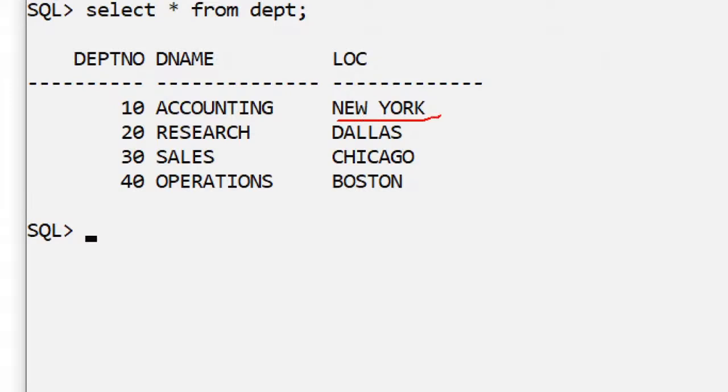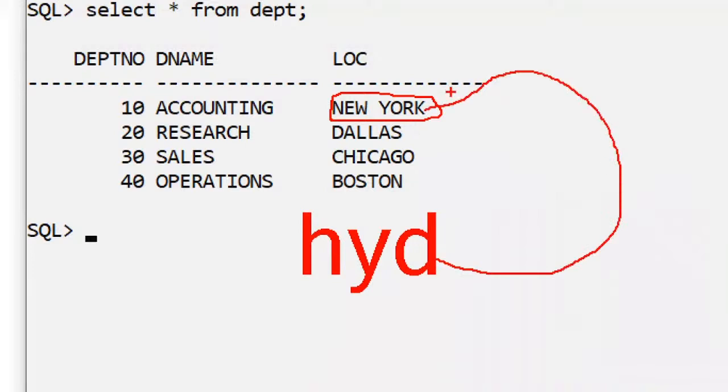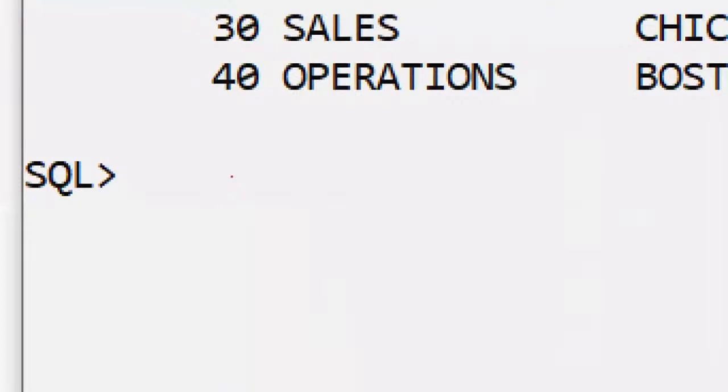Observe here. New York is a city, for example. In my project, I want to change this New York location into Hyderabad as the location. I want to change it in this relational database. How can I do it? Just at the SQL prompt, we use the SQL language. SQL is a very easy language. How? I will tell you.